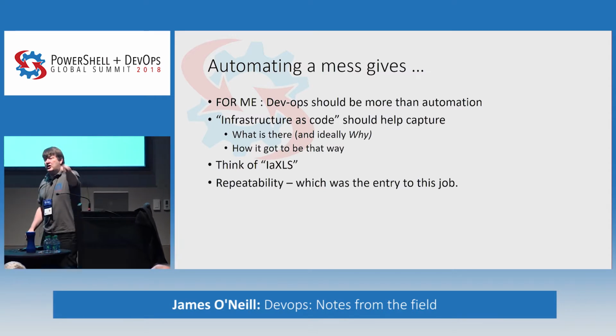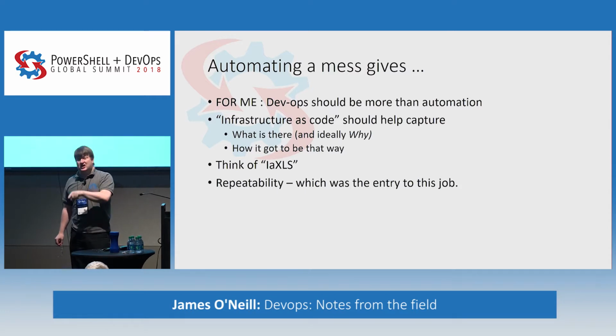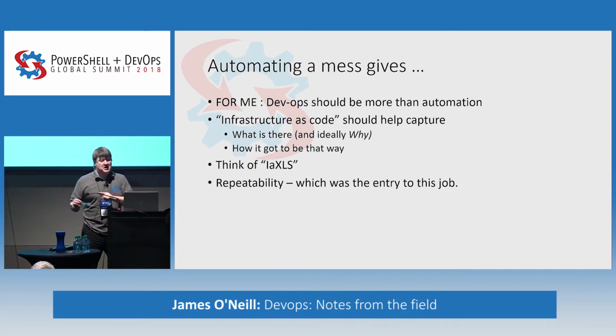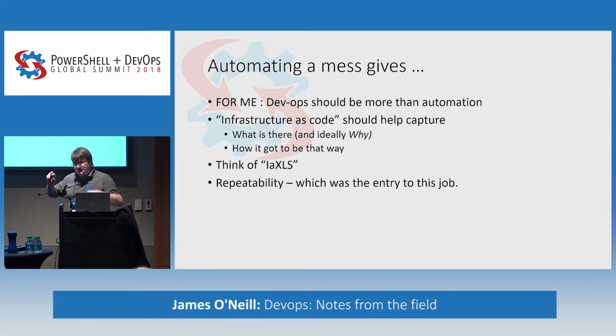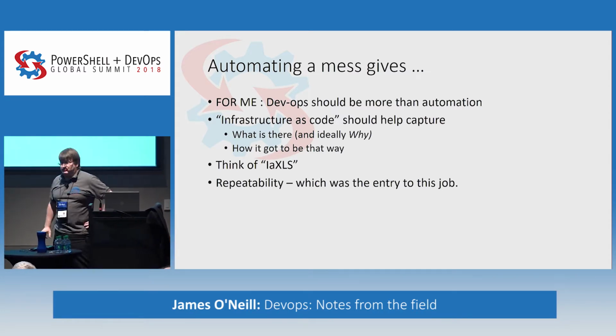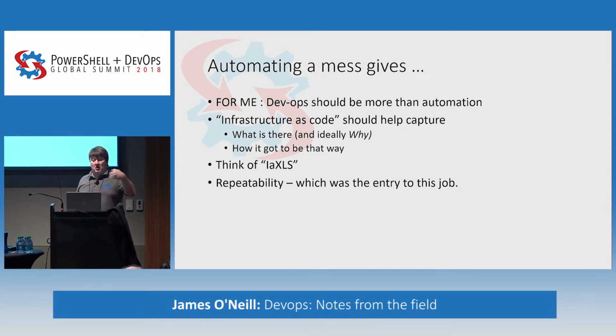Now, you all know the old triangle, don't you? You can have good, fast, or cheap, okay? I want to do good and fast, and I don't want to be cheap, okay? I joke that I'm not a freelance, I'm a mercenary, so I want those two things. And if we're doing this much vaunted infrastructure as code, then what we want to be capturing is what we've got, ideally why and on whose say-so, and how it got there.